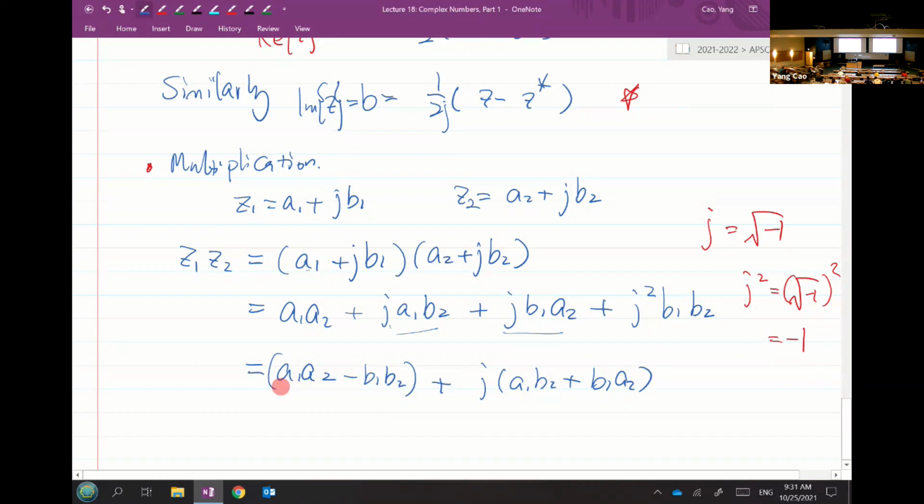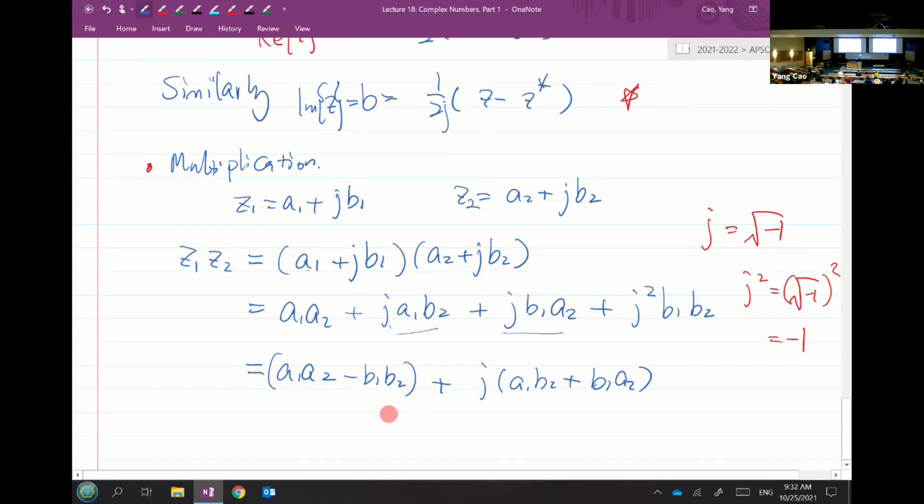So that's the end of the multiplication operation. When you multiply two complex numbers together, you get back another complex number. That's the idea.